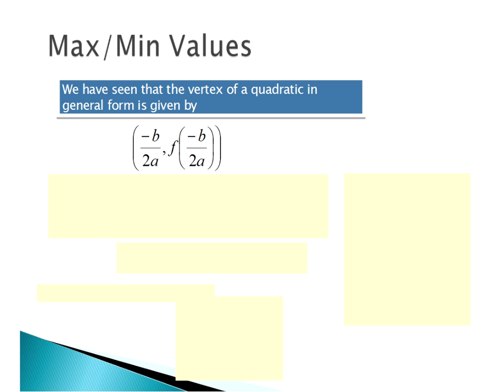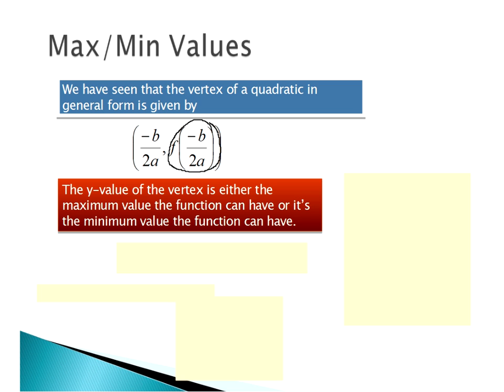So if you recall finding the vertex, we can use x equals minus b over 2a, and then plug it in to find the y value of the vertex. So here I'm using function notation for that. This f of minus b over 2a gives us the y value of the vertex. And we know that the y value is either a maximum value or a minimum value.